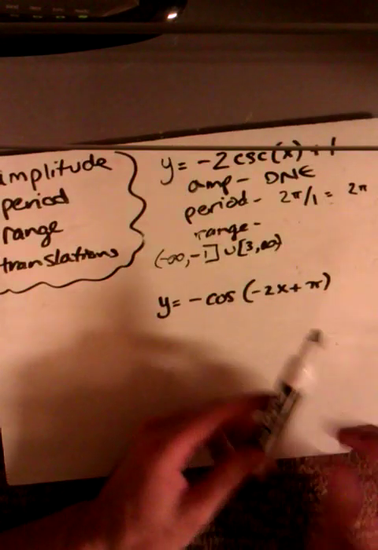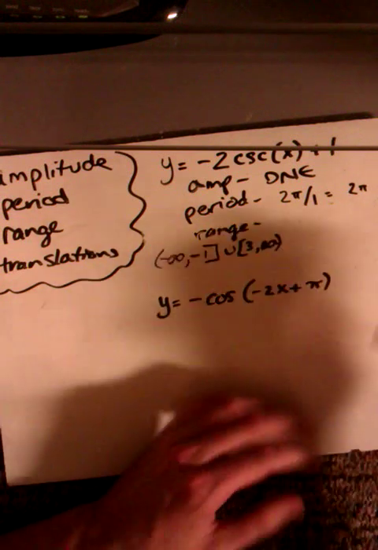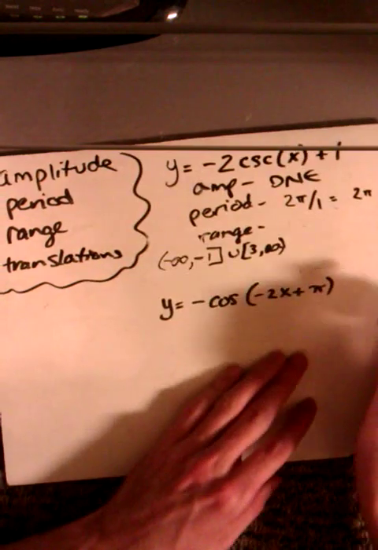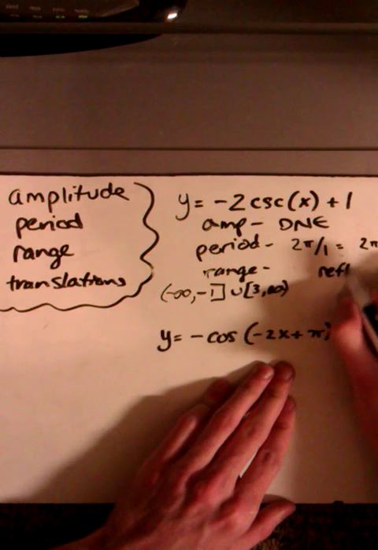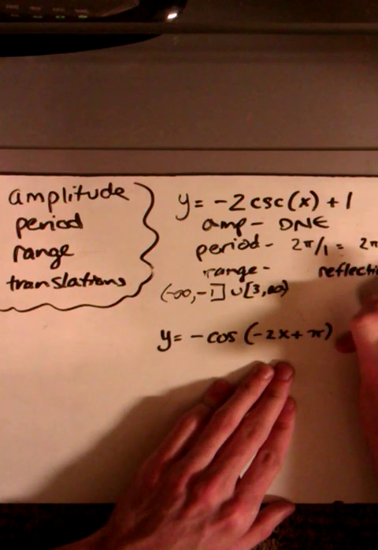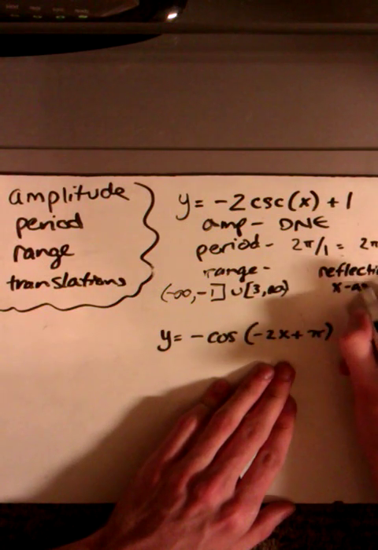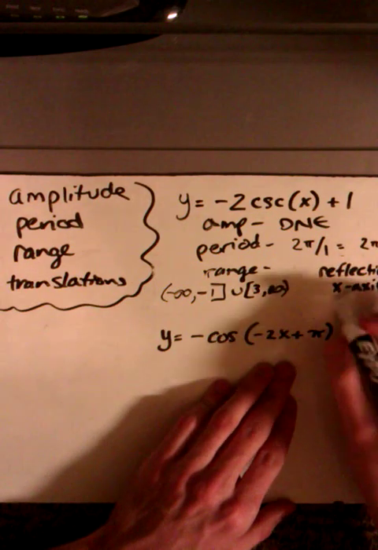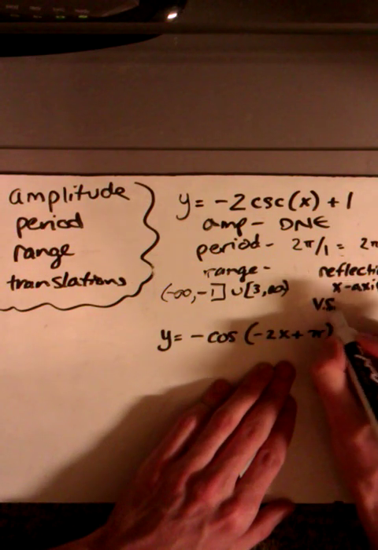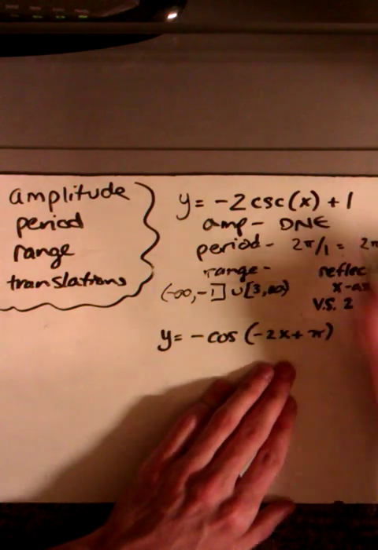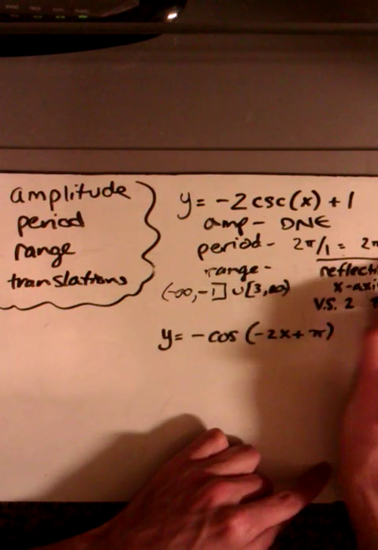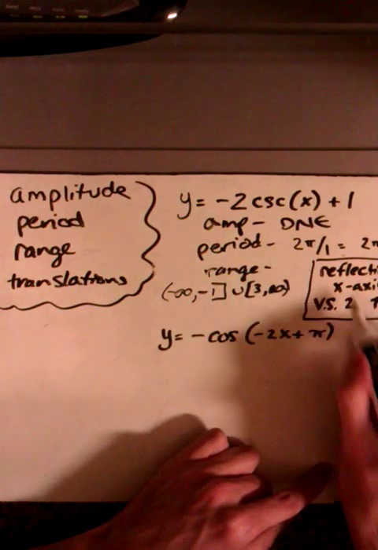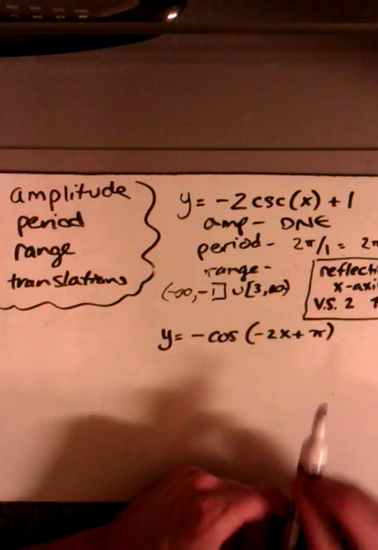And then we can quickly list out the translations. The negative out front is actually a reflection, and it's a reflection over the x-axis. The 2, of course, we said was a vertical stretch by 2. And the plus 1 takes your whole graph and moves it up 1 unit. So there's your 3 translations.